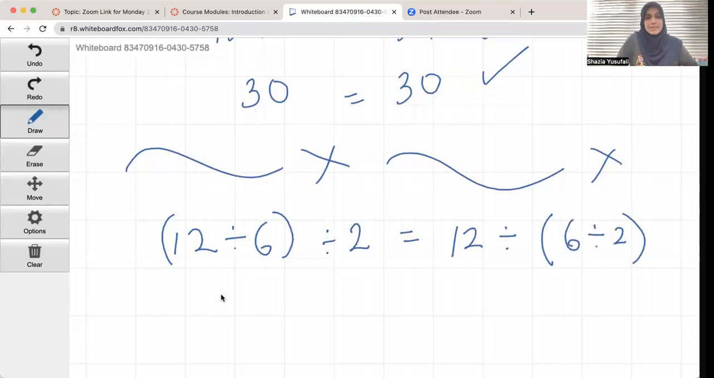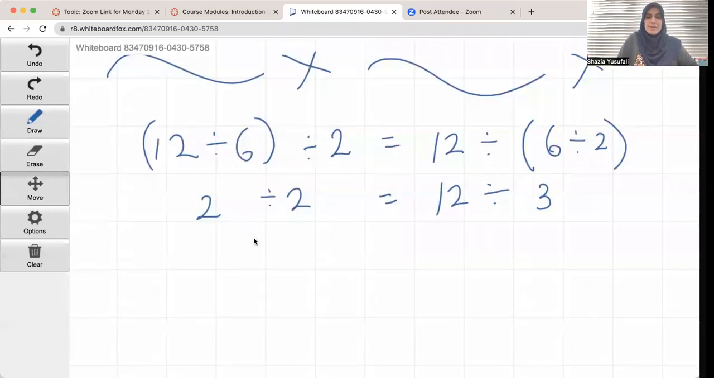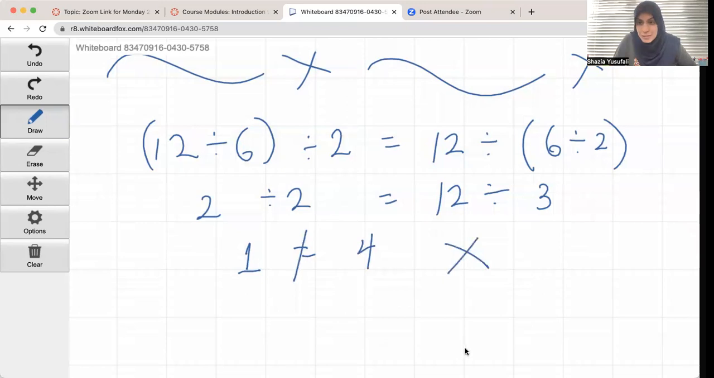12 divided by 6 is 2, divided by 2 is a 1. Now 6 divided by 2 is a 3. Wow, I don't know if this is going to work or not, right? So 12 divided by 3 is a 4. Guess what? We do not have an associative property for division.